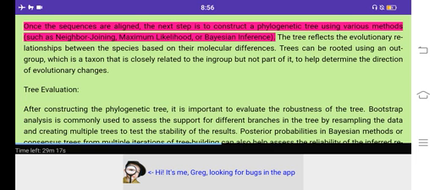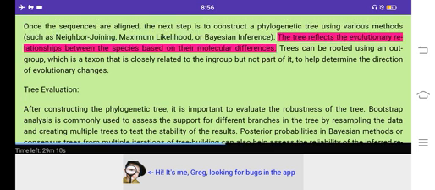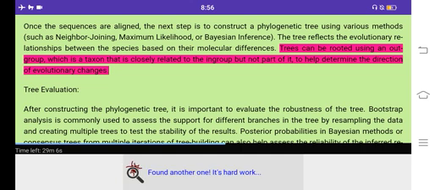Phylogenetic tree construction. Once the sequences are aligned, the next step is to construct a phylogenetic tree using various methods, such as neighbor joining, maximum likelihood, or Bayesian inference. The tree reflects the evolutionary relationships between the species based on their molecular differences. Trees can be rooted using an outgroup, which is a taxon that is closely related to the in-group but not part of it, to help determine the direction of evolutionary changes.